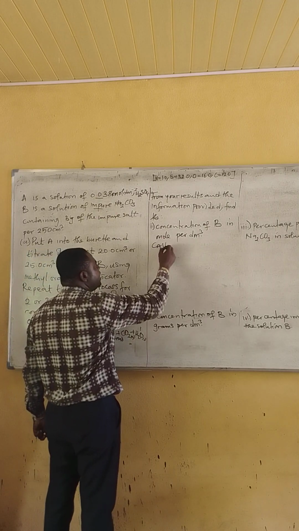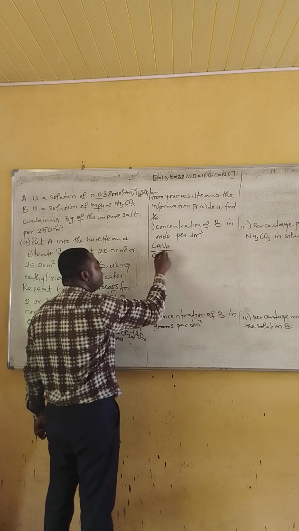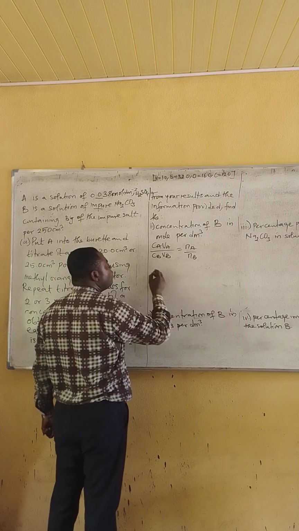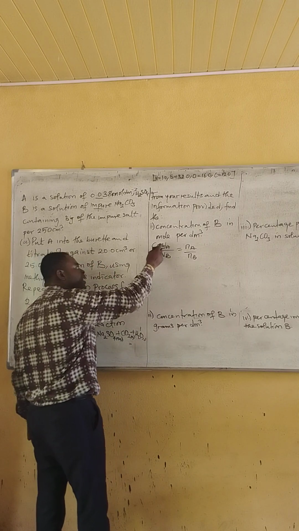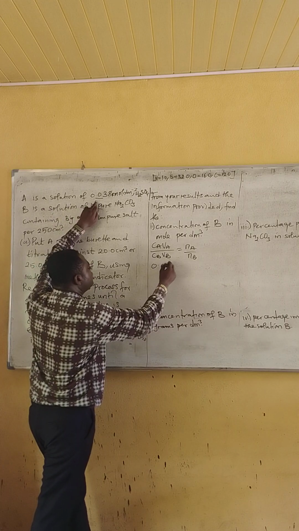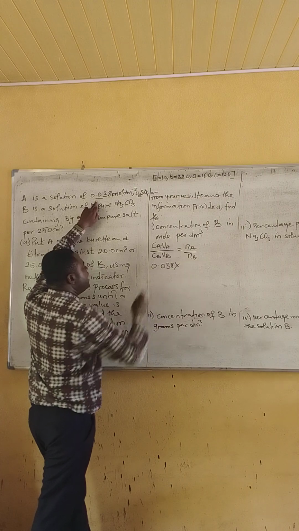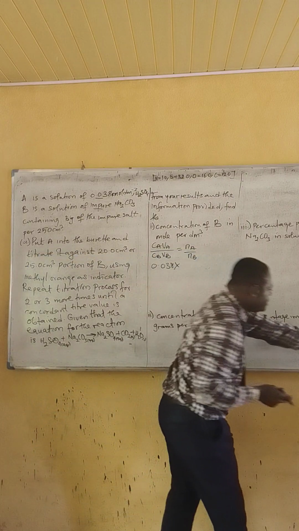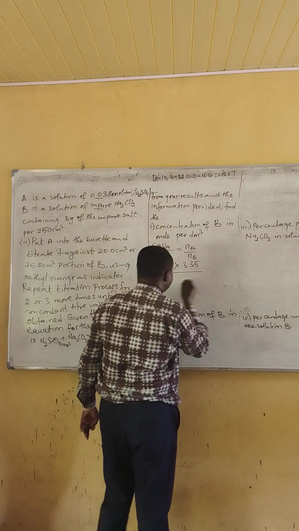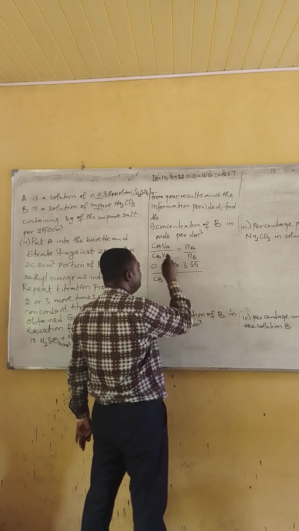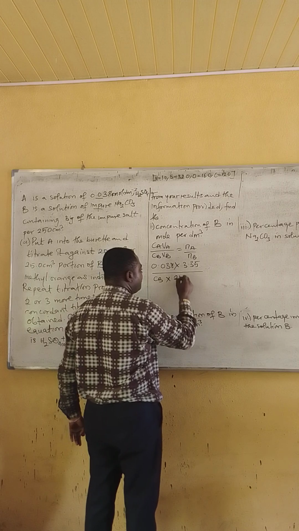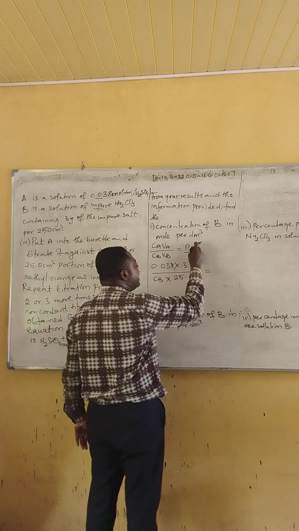Since we know the concentration of A in mole per dm³, we use CA VA over CB VB equals NA over NB. What is my CA? CA is concentration of A, which is given. A is a solution of 0.038 times VA is your average titre value, which is 3.35. Then over CB that we don't know, times VB is the size of the pipette, which is the volume of the base, which is 25.00, equals our NA.